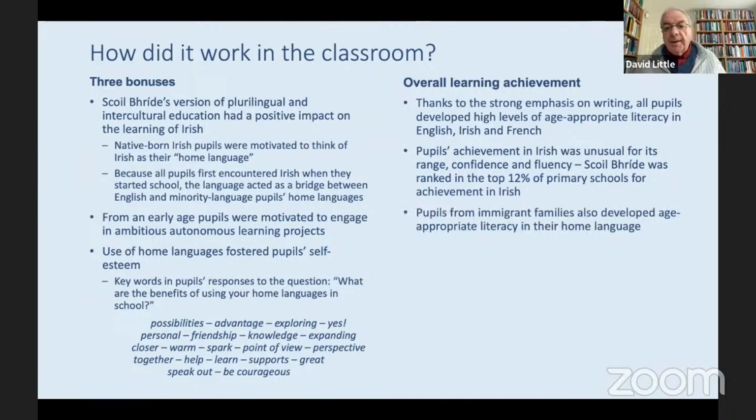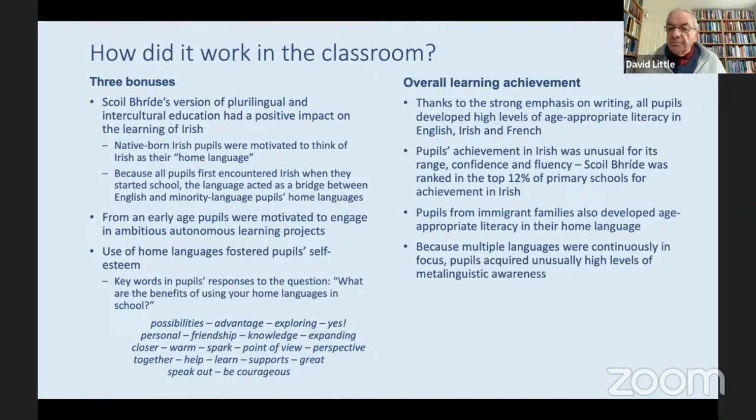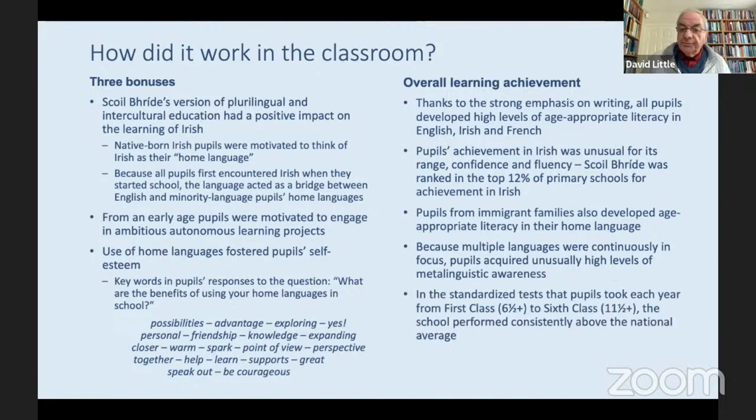Skolvrige was ranked in the top 12% of primary schools for achievement in Irish. Pupils from immigrant families also developed age-appropriate literacy in their home language. Because multiple languages were continuously in focus, pupils acquired unusually high levels of metalinguistic awareness. And in the standardized tests that pupils took each year, tests of reading and maths, from first class to sixth class, the school performed consistently above the national average.